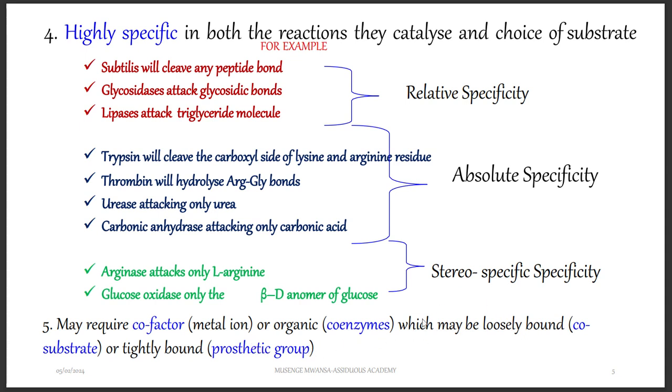So these are going to be able to bind loosely to substrate or tightly. These same cofactors or coenzymes can be loosely bound, and you are going to call them co-substrates. Or they can be tightly bound. So tightly bound coenzymes or cofactors are known as prosthetic groups.